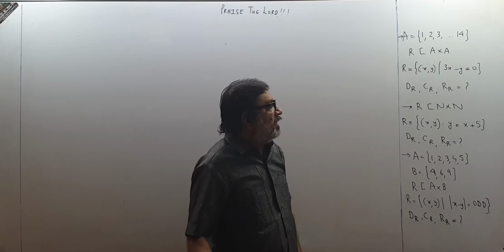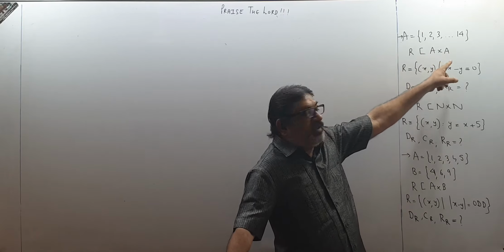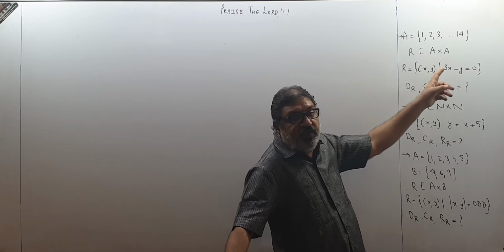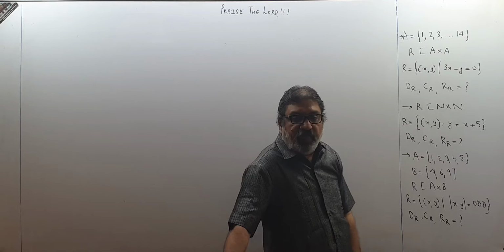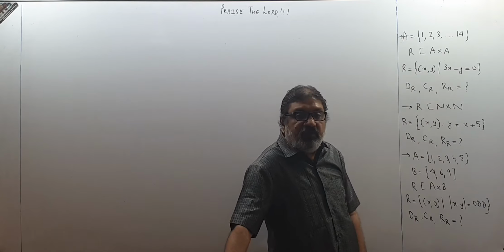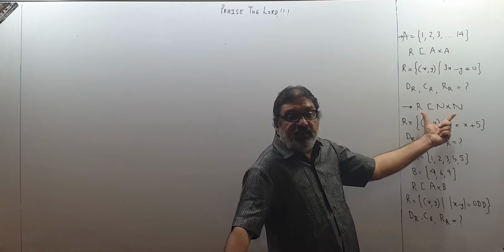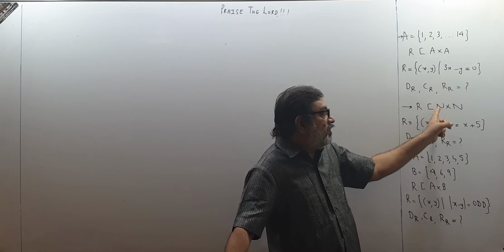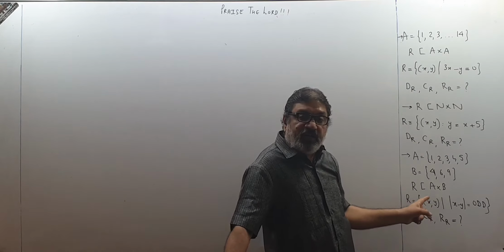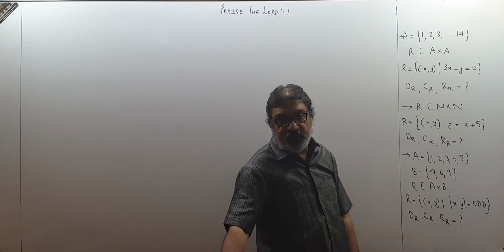Now children, please remember, whenever R is a subset of A cross A, when the first set and second set are the same, then we can say R is a relation in A instead of saying R is a subset of A cross A. Over here I will say R is a relation in N because first and second sets are the same. But here I will not say R is a relation in A or B because both sets are not the same. I will have to say R is a subset of A cross B.